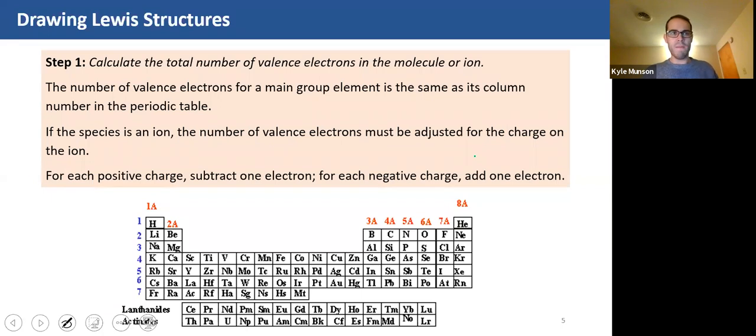Okay, so the first step was calculating the number of valence electrons in the molecule or ion. So if you remember, the number of valence electrons of the main group elements is the same as its column number in the periodic table. So here's the periodic table. And if we look, for example, we start here with hydrogen, it has one valence electron. It's in column number one. Magnesium, for example, or beryllium, they have two valence electrons. They're in column number two, and so on. Boron has three valence electrons. Carbon has four, nitrogen is five, oxygen is six, fluorine has seven.